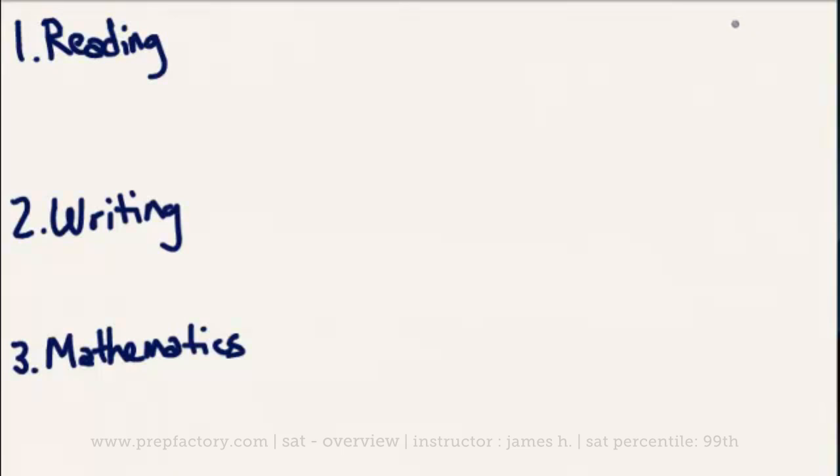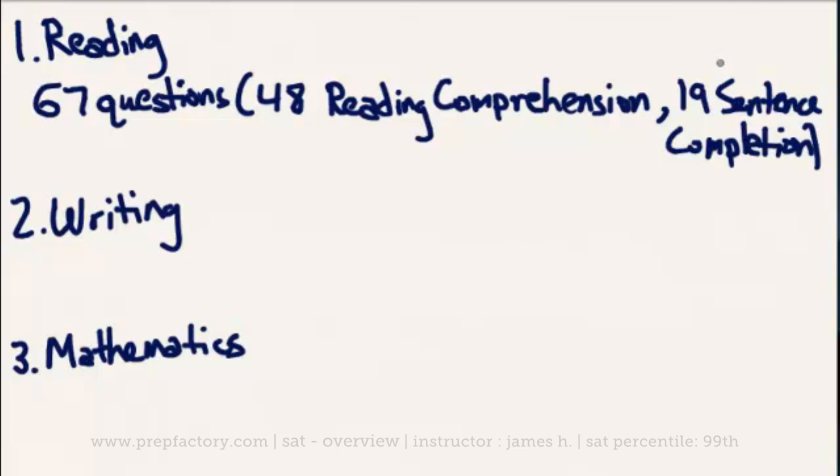There are three general topics covered on the SAT, and those are reading, writing, and mathematics. On the reading section, for instance, we have 67 total questions. Of those 67 questions, 48 are passage-based reading comprehension. We're given a passage and asked to answer questions about it, which we will cover in much more depth in the reading video series. There are also 19 sentence completion questions, where you'll be given a sentence with either one or two blanks, and you'll be asked to fill in the appropriate words to finish the sentence.